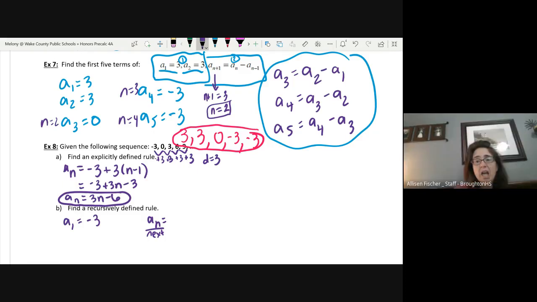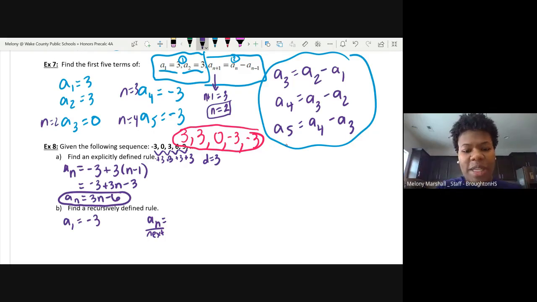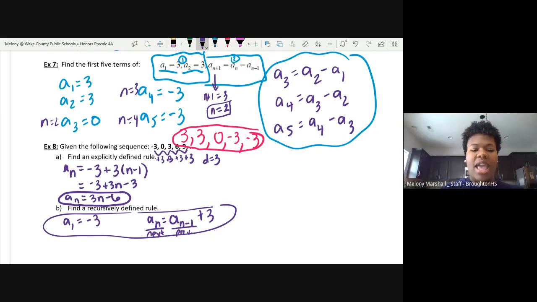Add 3. So we're just taking the previous one, and let me write the word previous, okay, just abbreviate it, and then add 3. So that is one recursive formula. So this is one answer. Ta-da! And you don't need the next and previous underneath. I just wanted to show you that.